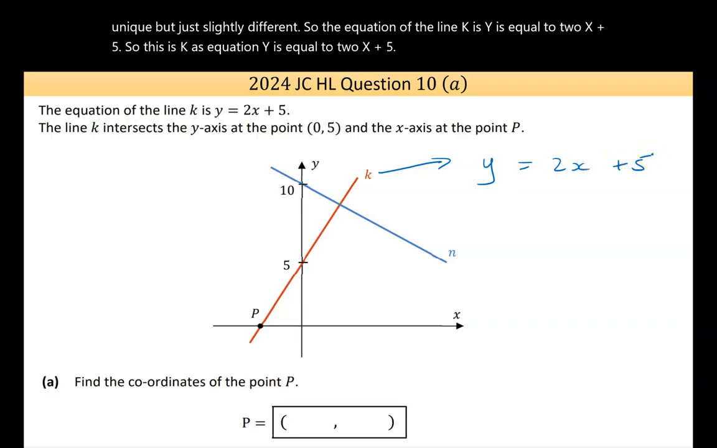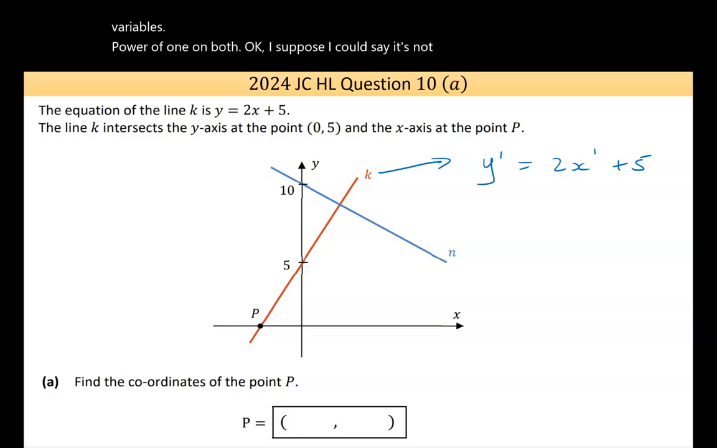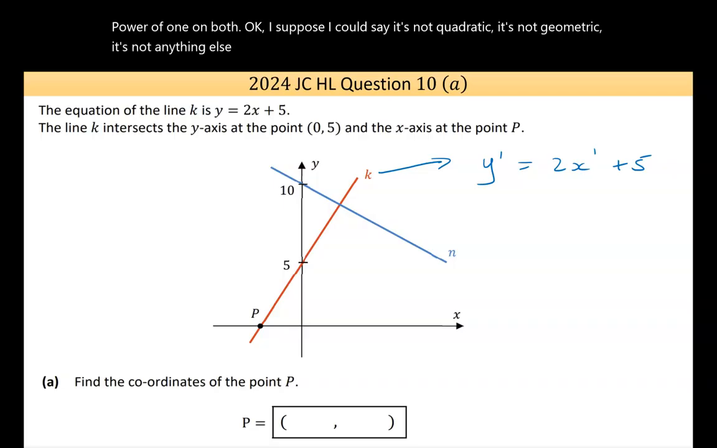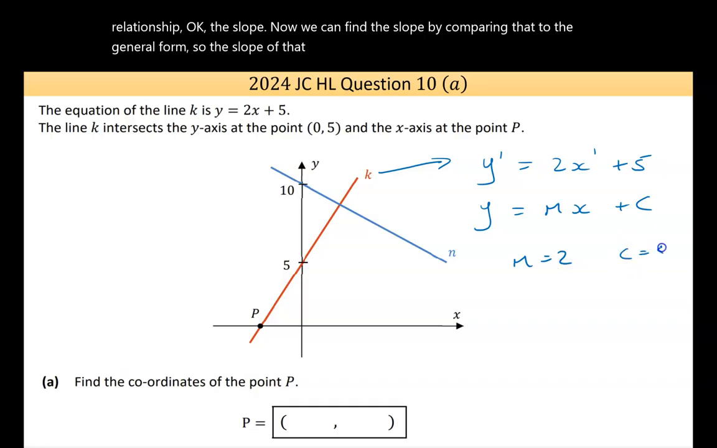Now, all that's saying is it's a linear relationship. I know that because it has two variables and a power of one on both. I suppose you could say it's not quadratic, it's not trigonometric, it's not anything else. So this is modeling a linear model. So it's a predictable relationship. The slope, we can find by comparing that to the general form. So the slope of that line is 2, and the y-intercept, where it crosses the y-axis, is at 5.